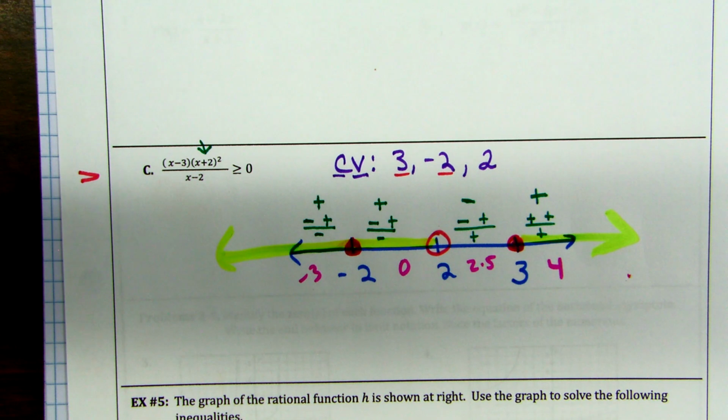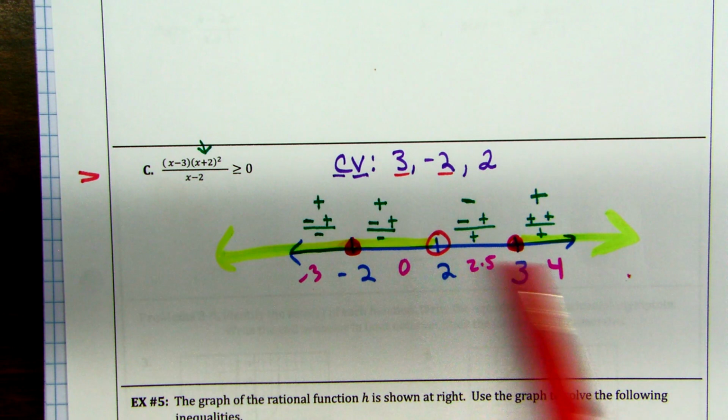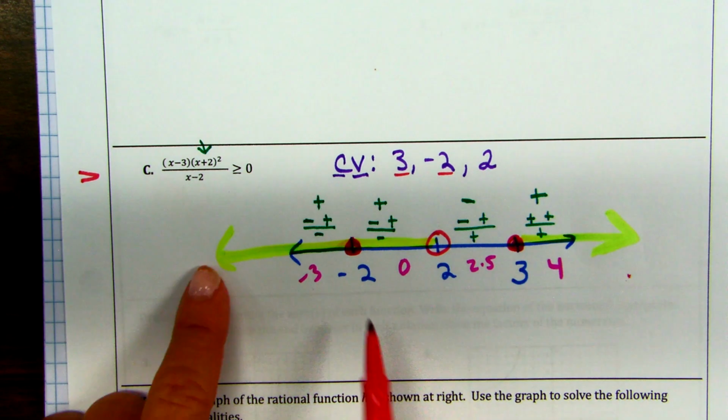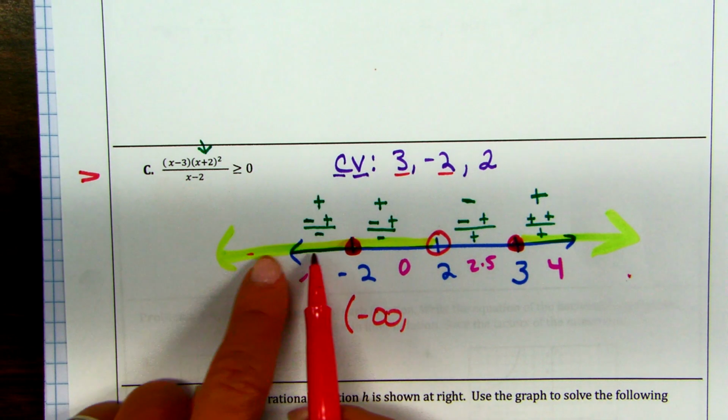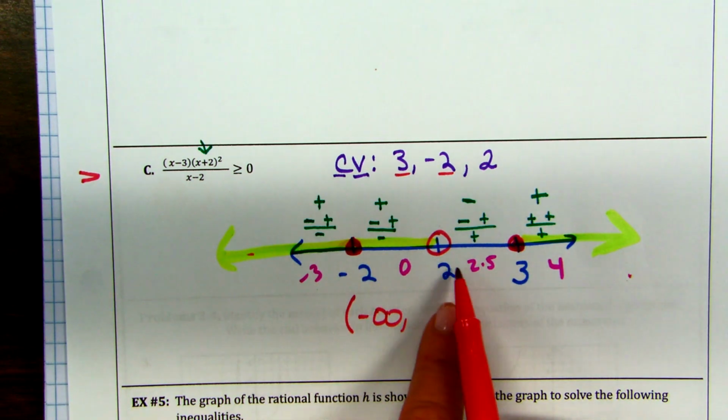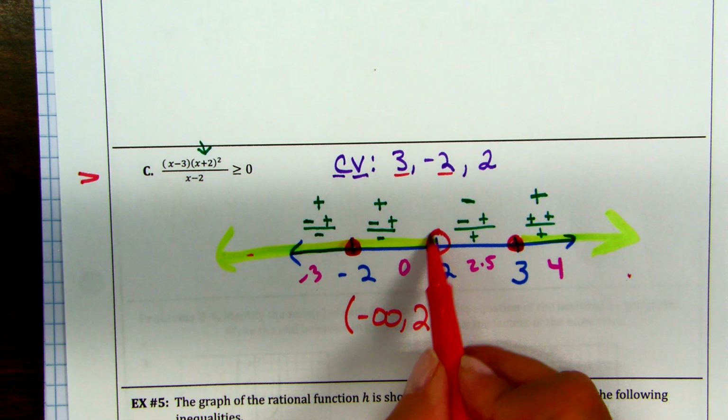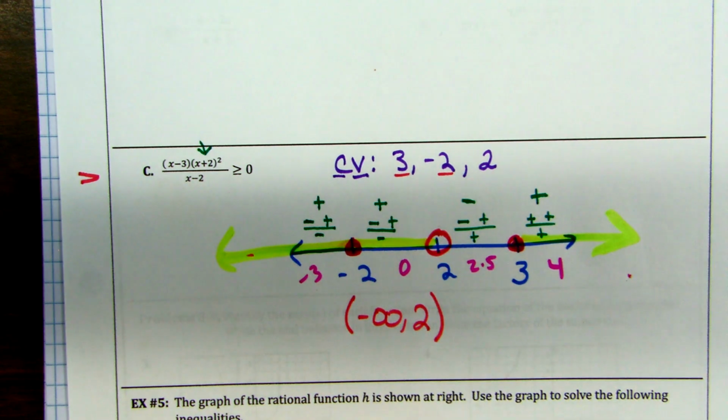And now because we did the work in the beginning, it's really easy to just read our number line and give our answer. So from negative infinity all the way up to 2. Open circle on the 2 means a parentheses on my 2.